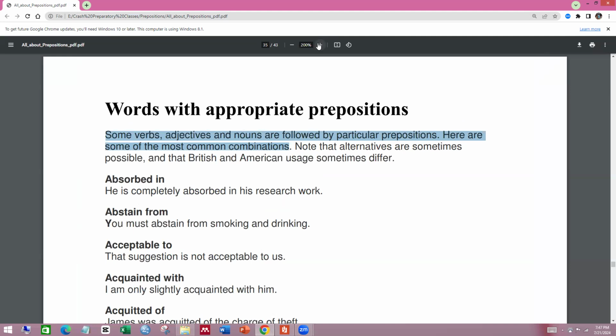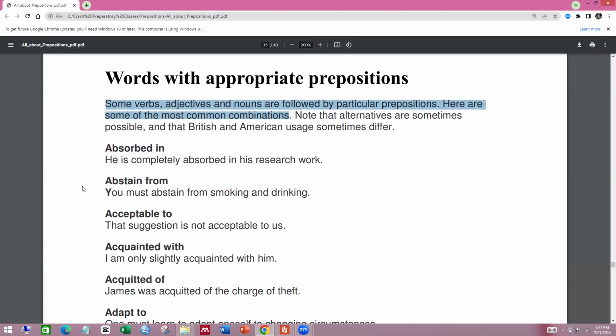पहला word है absorbed in. He is completely absorbed in his research work. मतलब खो जाना, मगन हो जाना, गुम हो जाना. Abstain from. You must abstain from smoking and drinking. Abstain from मतलब बाज रहना. कोई भी चीज जो लीगली अलाउ नहीं है या फिर मोरली it is not allowed, तो उसे हम कहते हैं abstain from, बाज रहना.